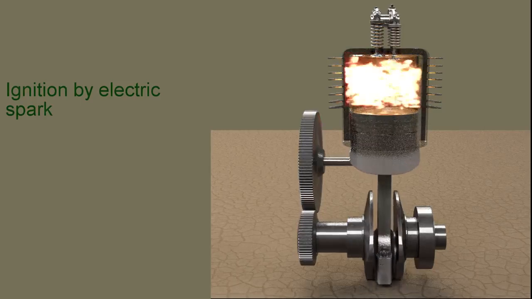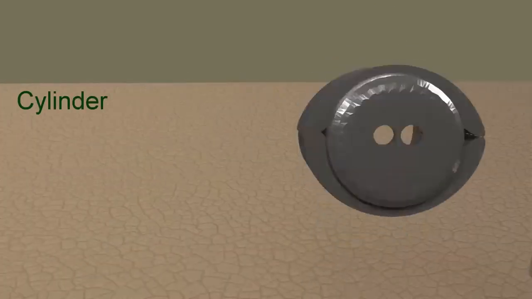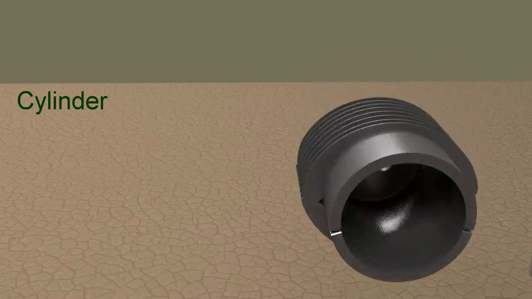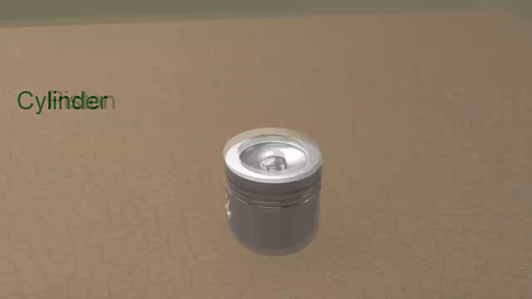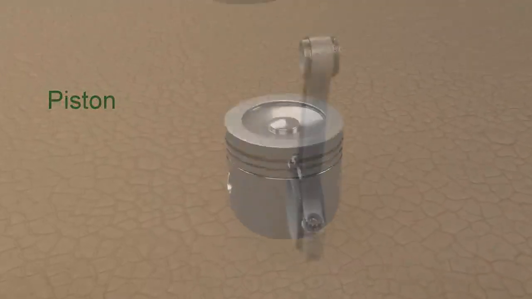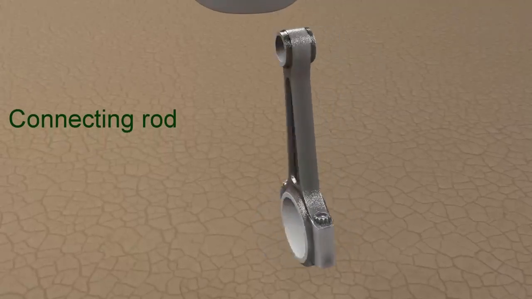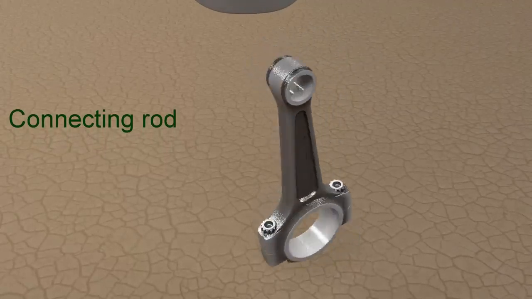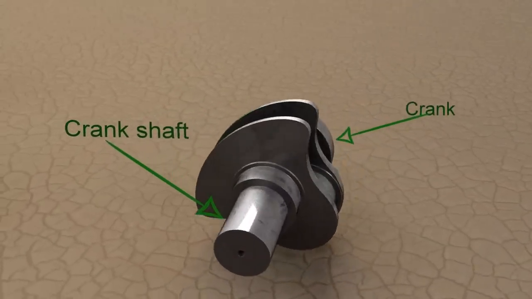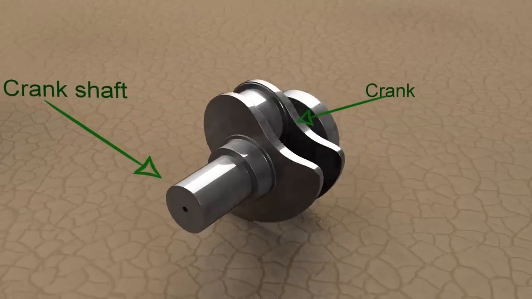A 4-stroke petrol engine is made up of the following parts. Cylinder. It is a cylindrical vessel in which the piston reciprocates. Piston. Connecting rod interconnects the piston and crankshaft and transmits the forces from the piston to the crankshaft. Crankshaft converts the reciprocating motion of the piston into useful rotary motion of the output shaft.